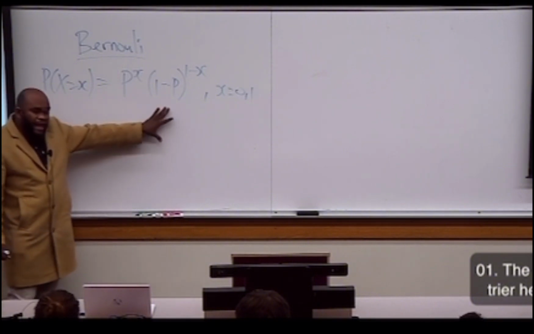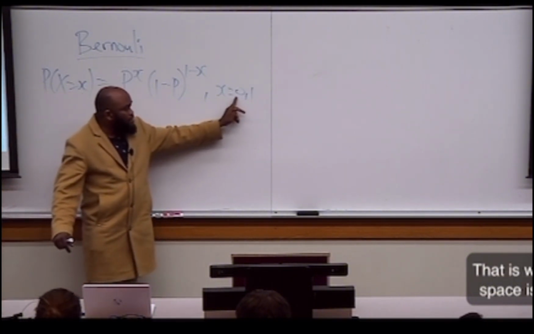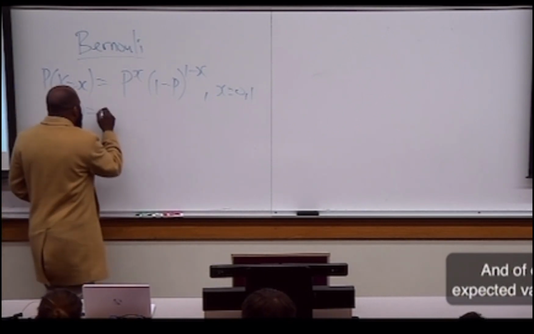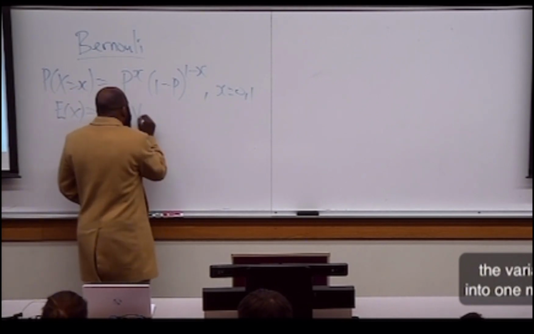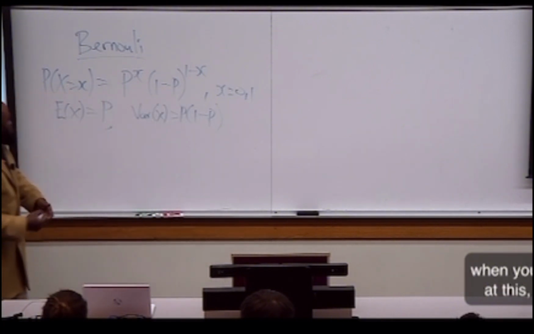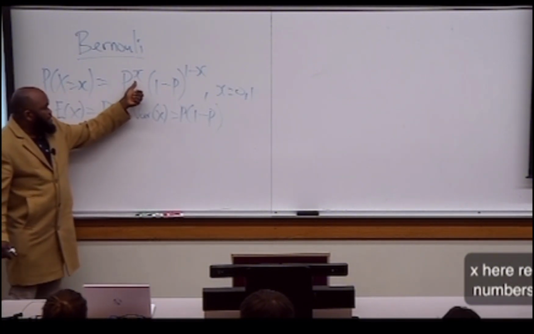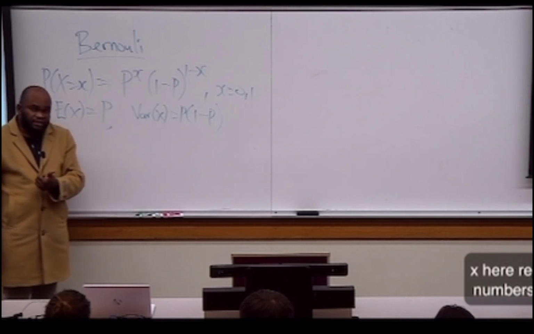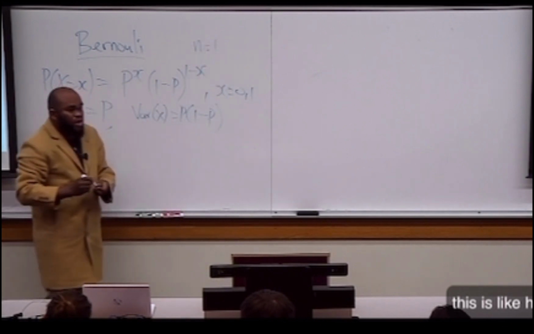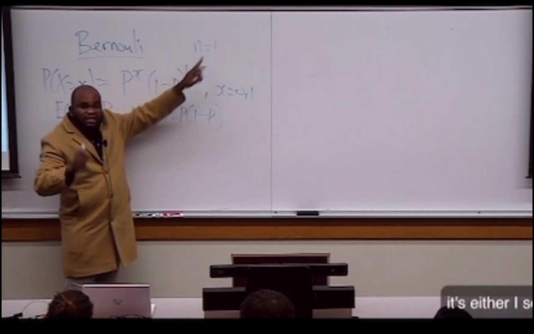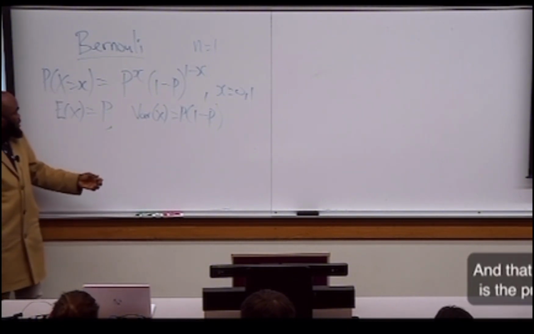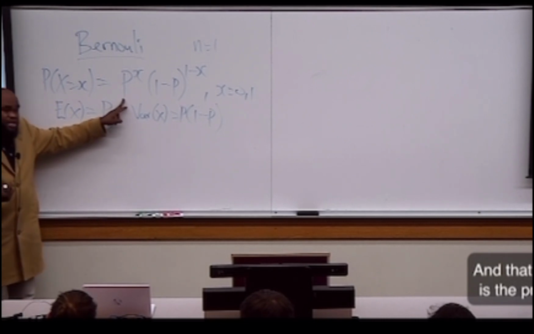The number of trials here is 1. That is why the state space is 0, 1. And of course, the expected value of X is p, and the variance of X is p times 1 minus p. Now, X here represents the number of successes. I try once. This is like having one trial. It's either I see 0 successes or 1 success, because the number of trials is 1, and that is why p here is the probability of success.